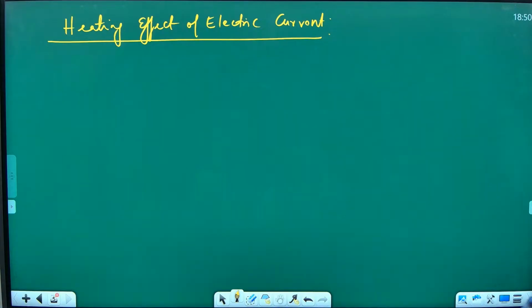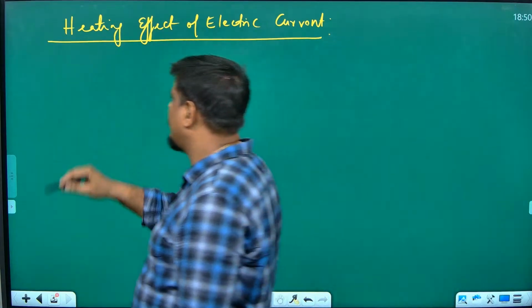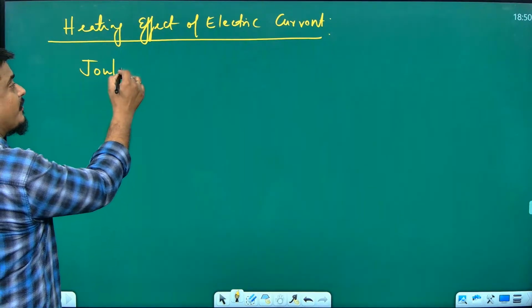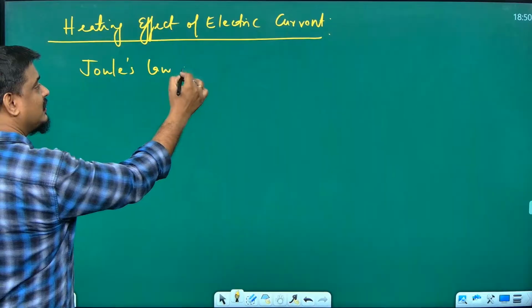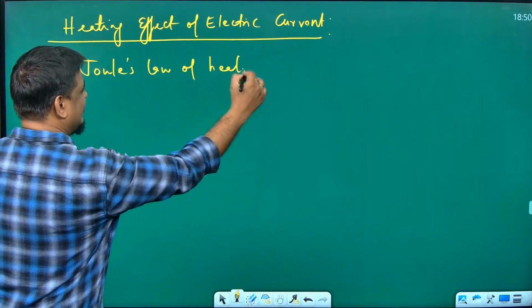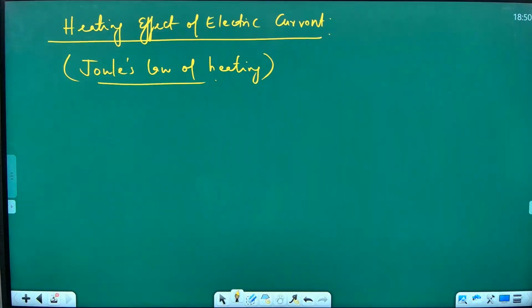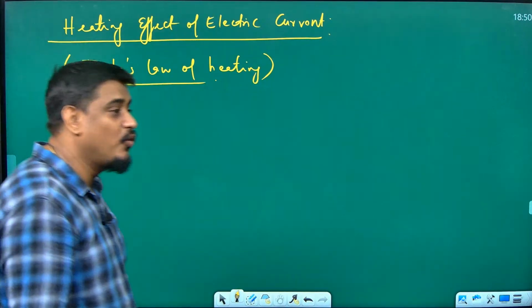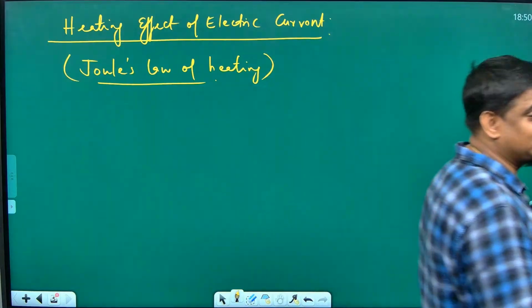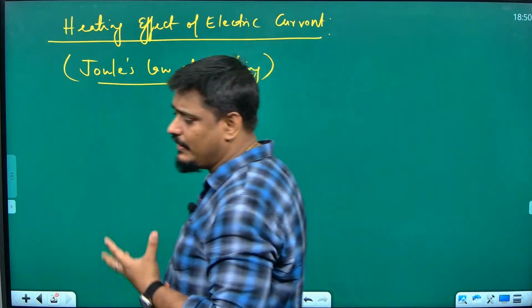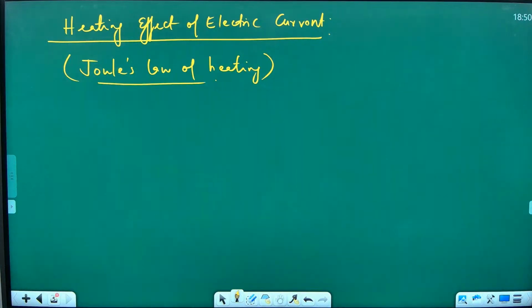Joule found the heating effect of electric current. That's why it is called Joule's law of heating. Why is it called Joule's law of heating? Because Joule was the scientist or the physicist who found this. Joule is the name of the person. So Joule found this heating effect of electric current, and that's why it is called Joule's law of heating. Now how did he find that?